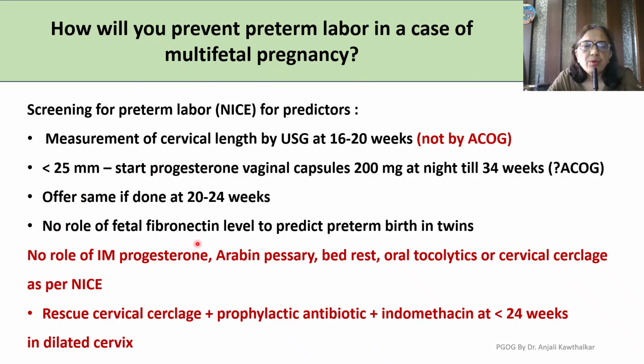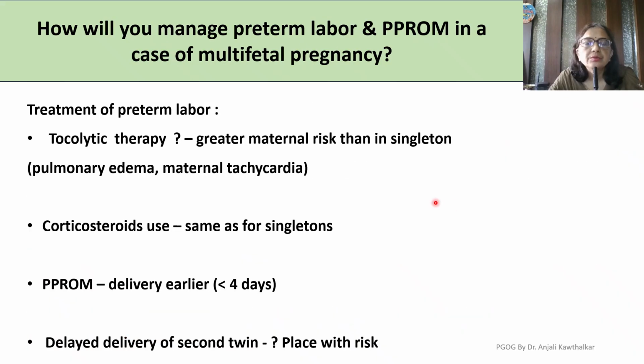There is no role of fetal fibronectin level measurement to predict preterm birth in twins. No role of intramuscular progesterone, Arabin pessary, bed rest, oral tocolytics, or cervical cerclage as per NICE guideline 2024. There is a role of rescue cervical cerclage with prophylactic antibiotics and indomethacin whenever there is a cervical dilatation at less than 24 weeks of pregnancy, as per some of the studies. So there is a very limited role for cervical cerclage as per these guidelines in a case of multifetal pregnancy.